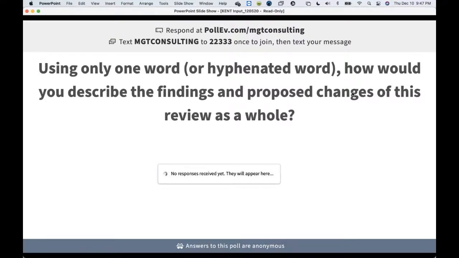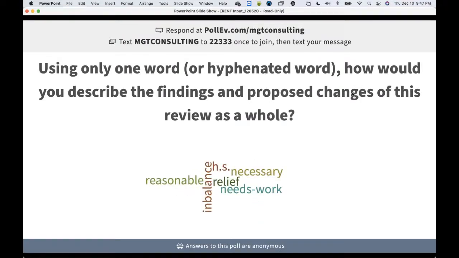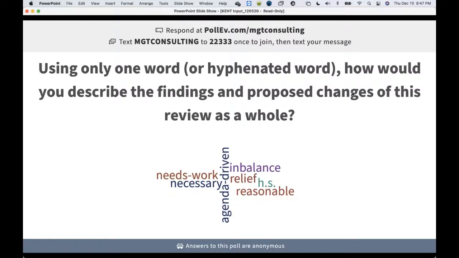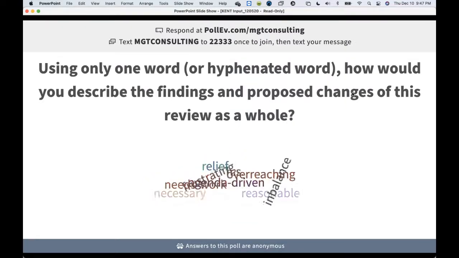And finally, using only one word or a hyphenated word, how would you describe the findings and proposed changes of this review as a whole? And as words start to come in, if you see words that you agree with, you can go ahead and text those in again, and it will make those words larger. You're also able to add words more than one time.